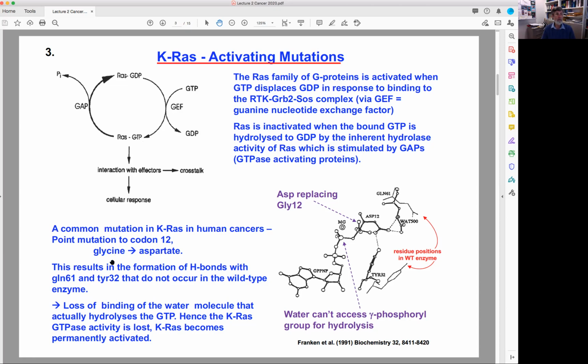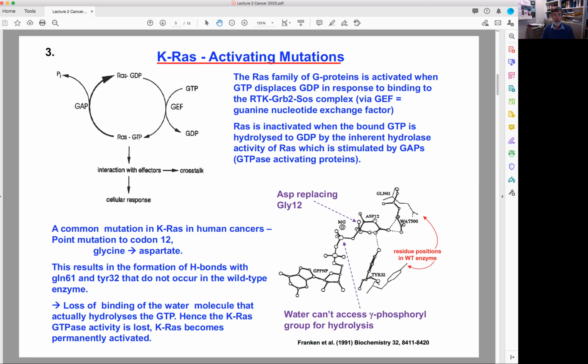And this results in the formation of hydrogen bonds with glutamine 61 and tyrosine 32 that do not occur in the wild type enzyme. And this brings about the loss of binding of the water molecule that actually hydrolyzes the GTP back to GDP. So hence the KRAS GTPase activity is lost and the KRAS becomes permanently activated. So you can see this in the little diagram on the right.